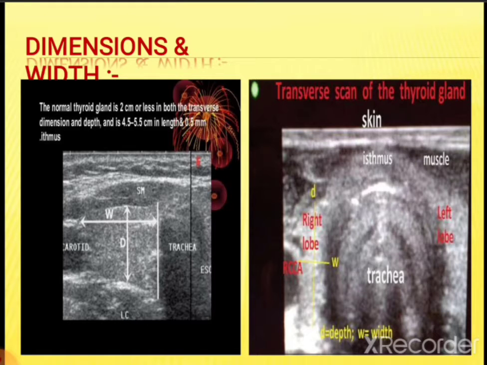So this is the thyroid gland in the MRI. In the scan we can find this gland. This is the isthmus of the gland, and these are the two lobes, the right and the left lobes.